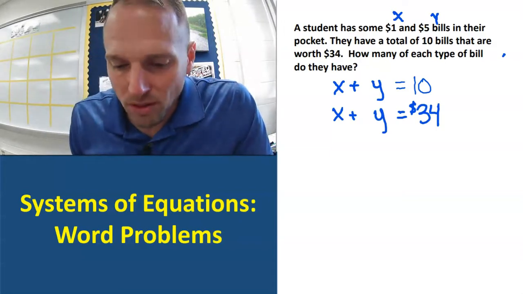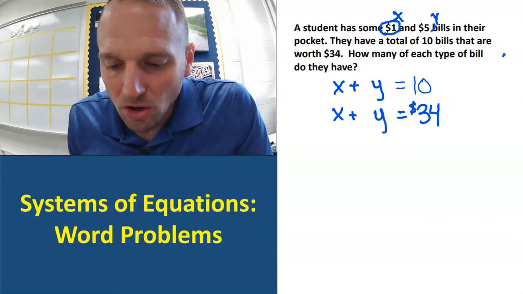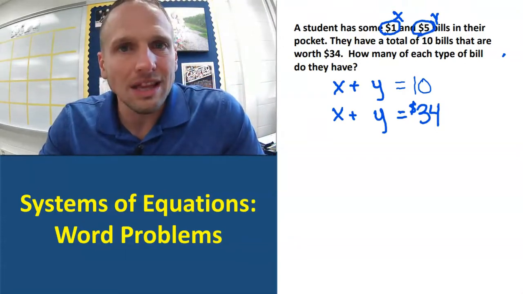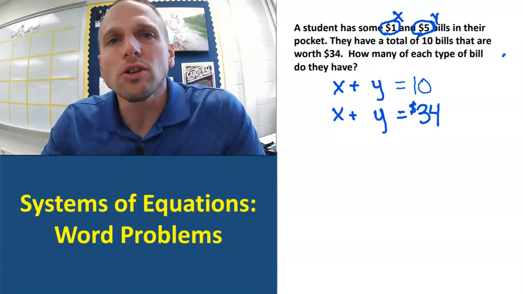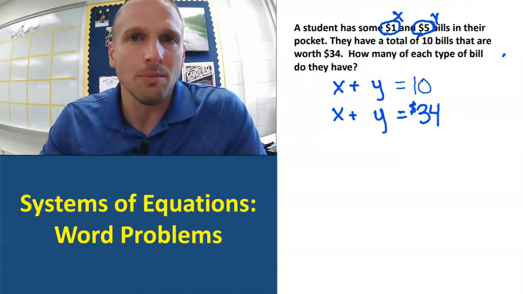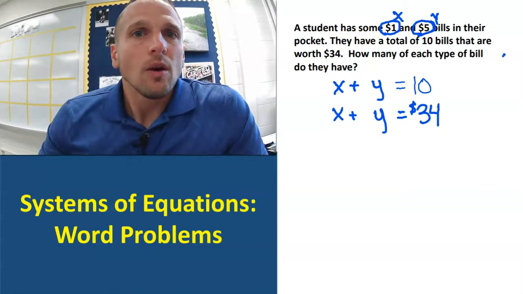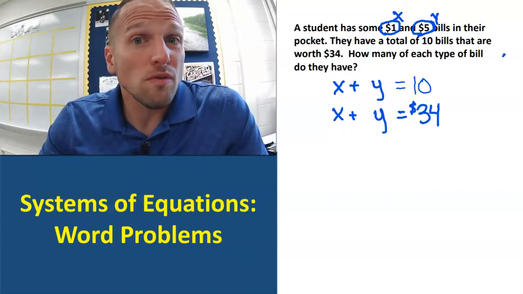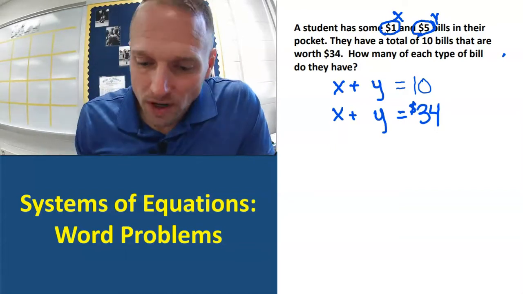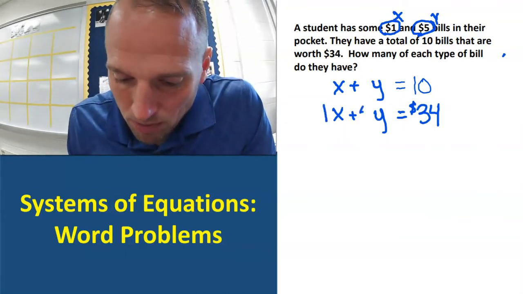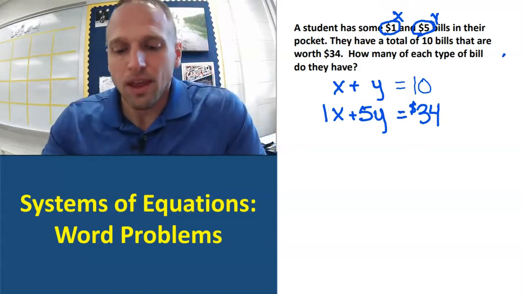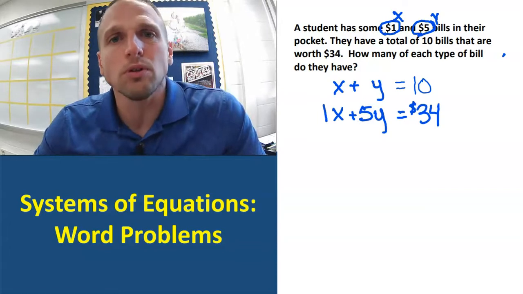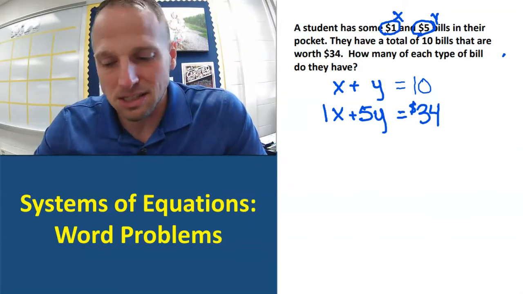Now, there's one other thing that we need to do here. $1 and $5. I need to put those in these equations somewhere. And so the question is, do I put it in the top equation or the bottom equation? Well, $1, $5 seems like that's going to go with $34. So the 1 and the 5 are going to go in the bottom equation right here. And on the top, just X plus Y equals 10. The number of $1 bills plus the number of $5 bills is 10.